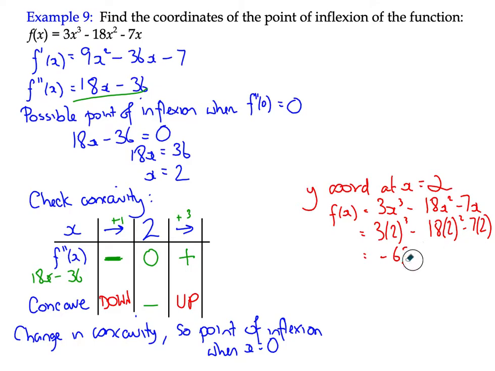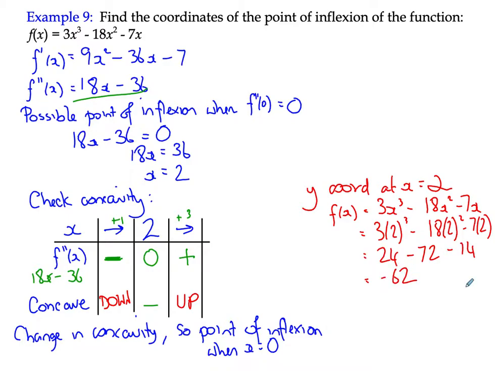Let's do what I would expect you to do, which would be to actually reason that out. We've got 2 to the power 3 is 8, times 3 is 24. 2 squared is 4, multiplied by 18 is negative 72, and then we've got minus 14. If you do all that, you end up with negative 62. Yeah, you do. Don't know what I was thinking.